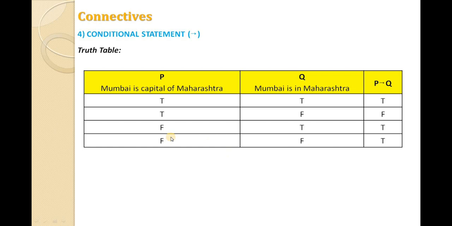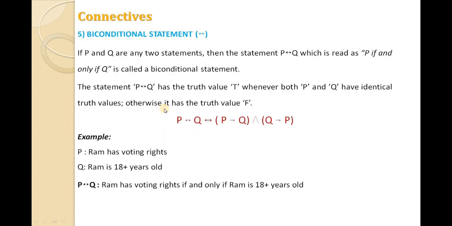Because if we take the example of Indore, then Indore is not a capital of Maharashtra and Indore is not in Maharashtra. That is possible. So if P is F and Q is F, then the statement is true. Means if it is T F, then only it is F. Otherwise, it is true, true and true. Means you have to remember only the condition T F F in the conditional statement. If P is true but Q is false, then your final conclusion is false.